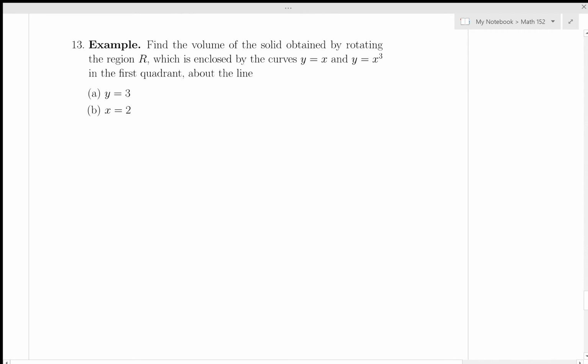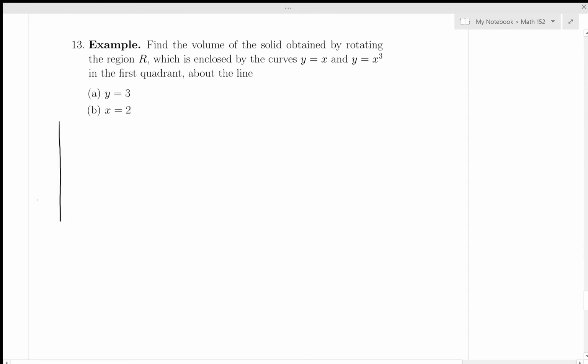So it's going to tell us how to make R, enclosed by the curves y equals x and y equals x cubed in the first quadrant, about the line y equals 3. We're going to do that first, and then we'll revolve it about the line x equals 2. So now we're not even revolving about the axes. Let's just get a picture of what the region looks like that we're going to be rotating.